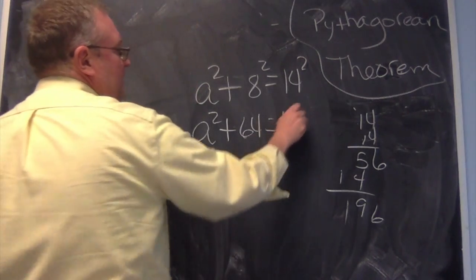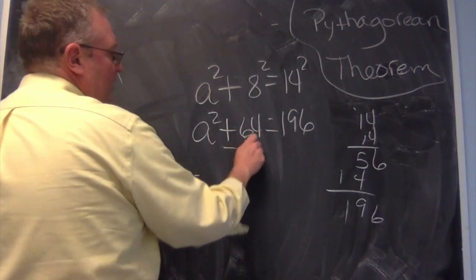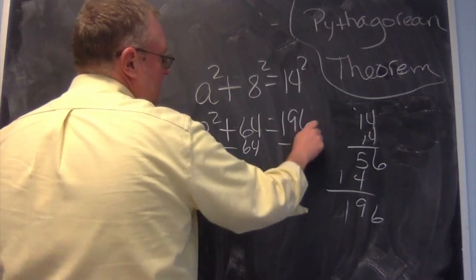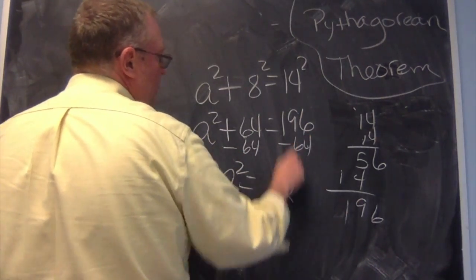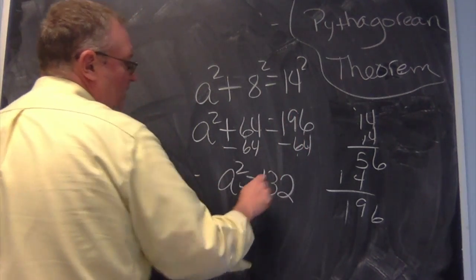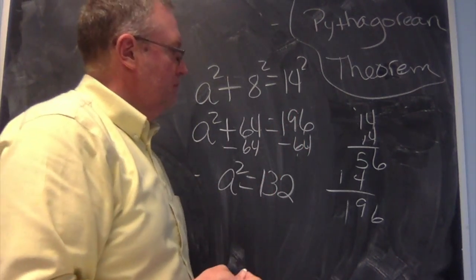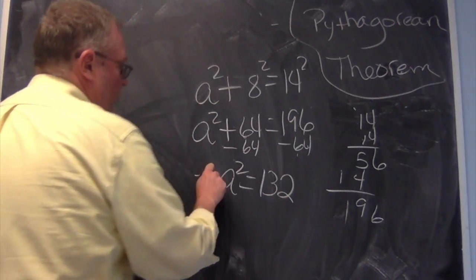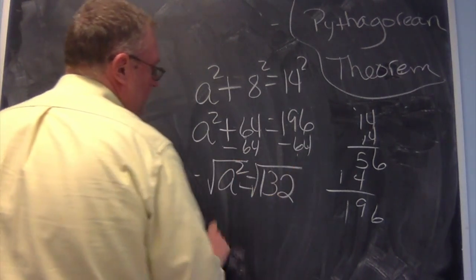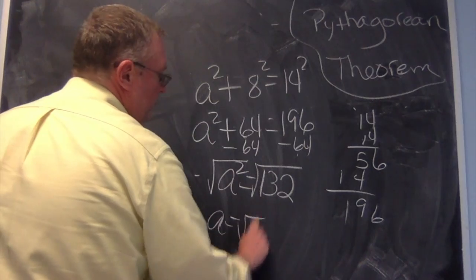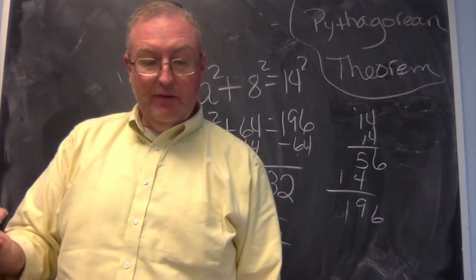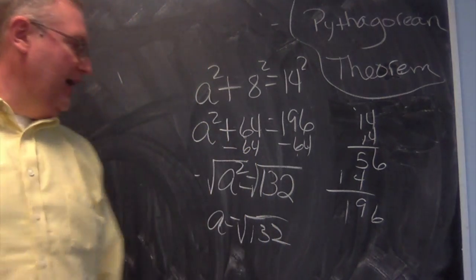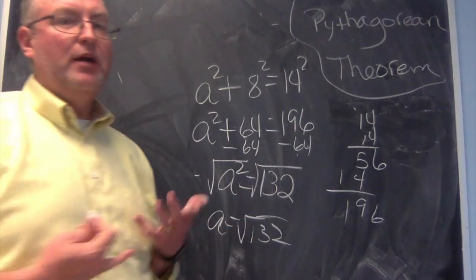So 196. I'm going to subtract 64. Subtract 64 leaves me with a squared equals 6 minus 4 is 2, 19 minus 6 is 13, 132. Then I have to find the square root. So a equals the square root of 132. Now, before I just write that off and say, well, that's the answer, I have to ask myself, will any of my perfect squares go into it?